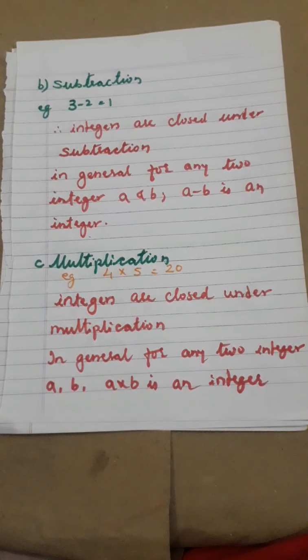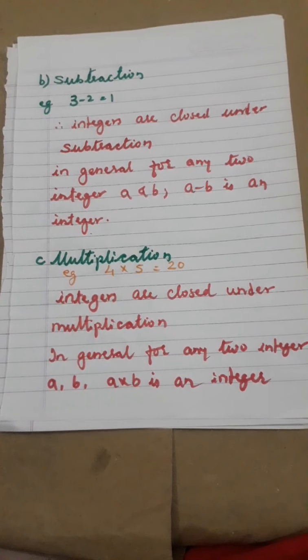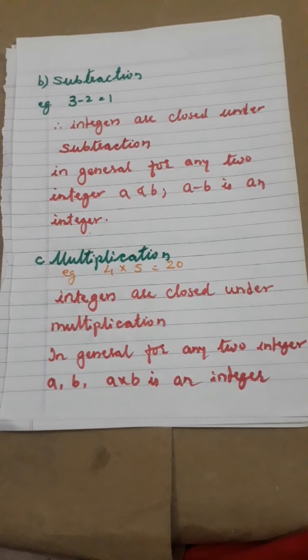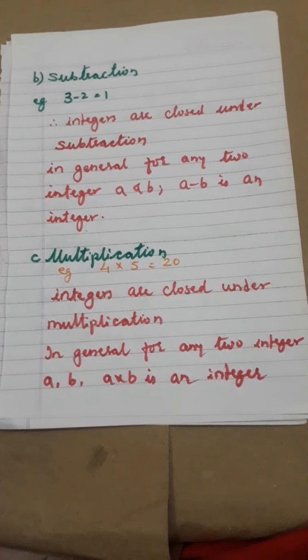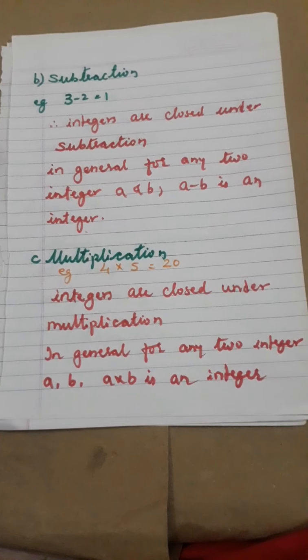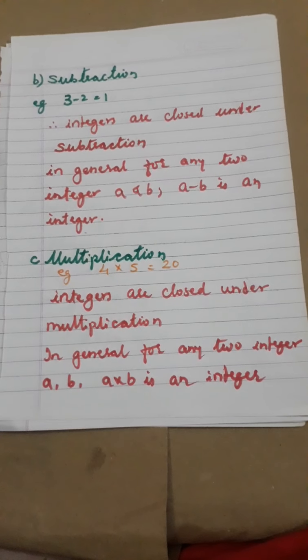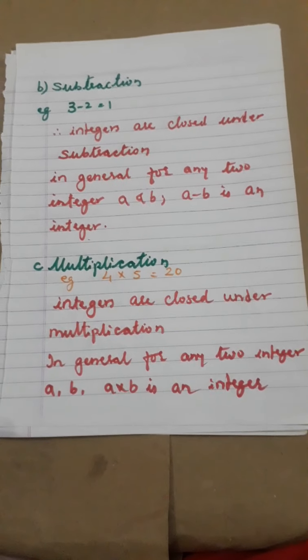Now the next basic operation is multiplication. So let's go with an example. 4 into 5 gives you 20. Now 4 is an integer, 5 is an integer and 20 is also an integer. So we can say that integers are closed under multiplication. In general, for any two integers a and b, a into b is an integer.